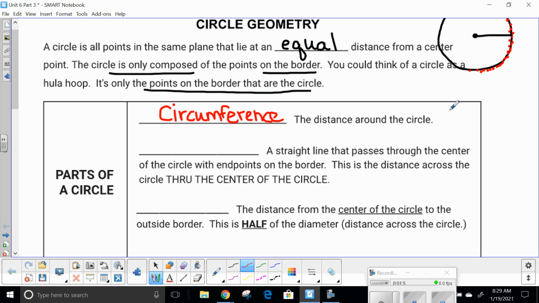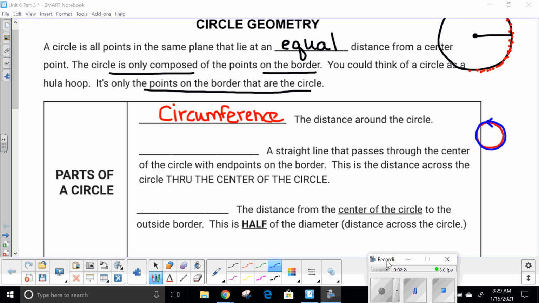So let's say I have my little circle right here. If I could start on this point right here, and I can walk all the way around, and I measure how many, let's say, feet I've walked, that would be circumference. That would be similar to the perimeter of a shape.